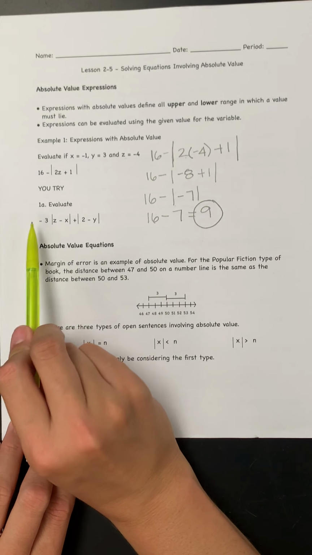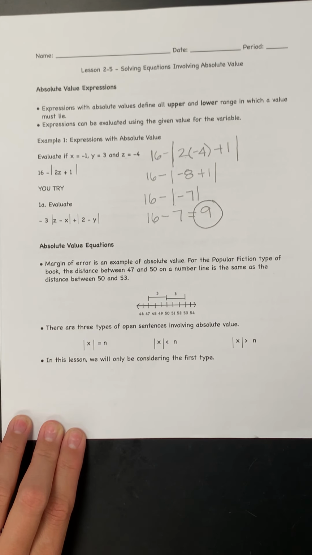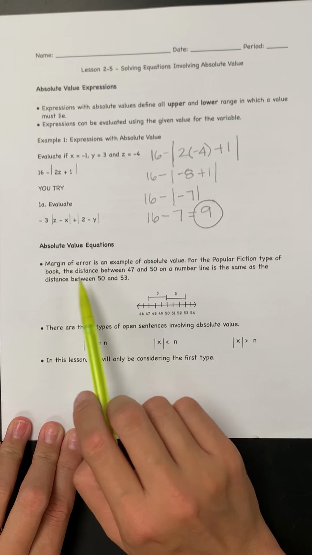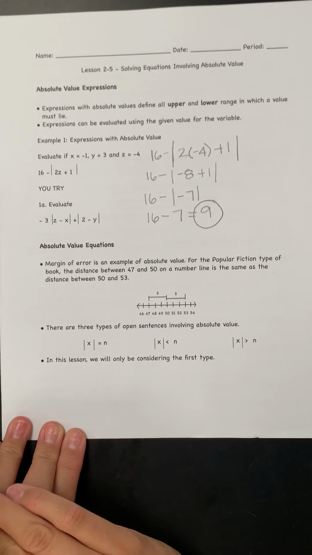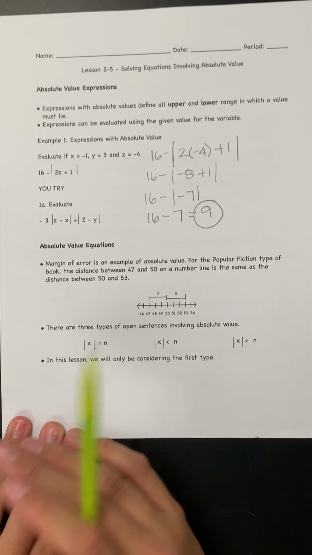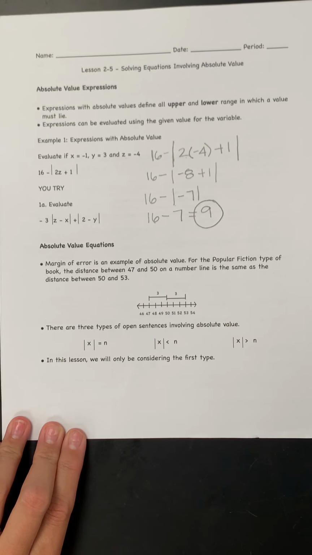All right. You have a you-try problem here that you can work through to continue to practice with this concept. The next part is talking about margin of error absolute value equations, because margin of error is an example that maybe you see. If you ever see something saying plus or minus this amount, that's when they're talking about absolute value.